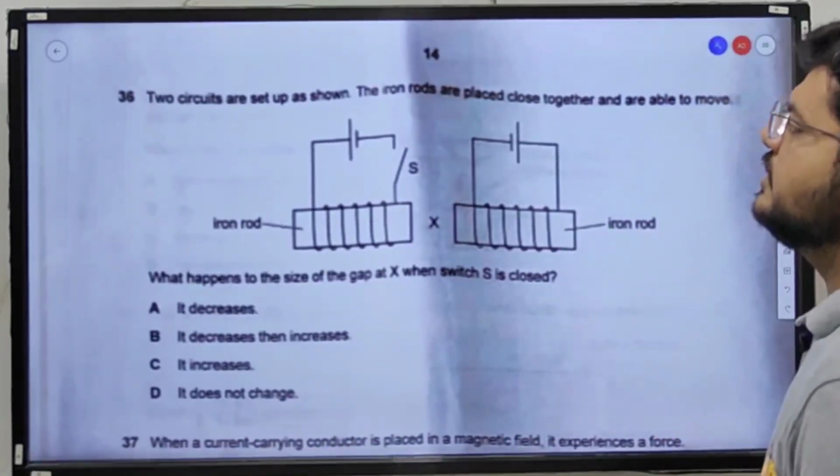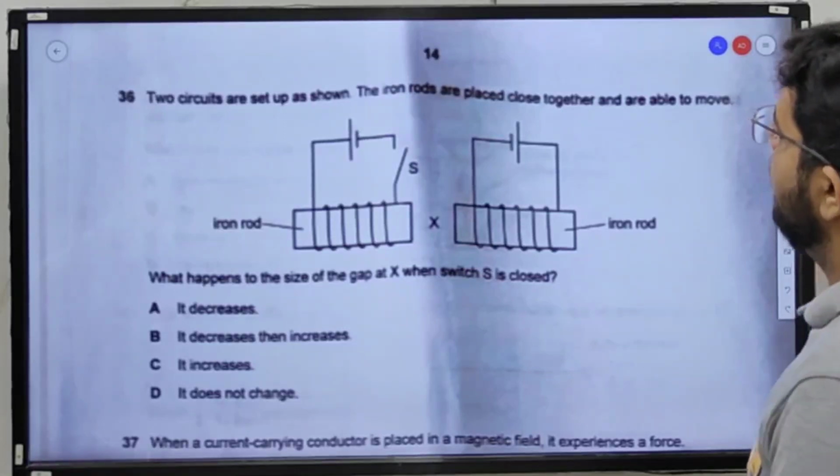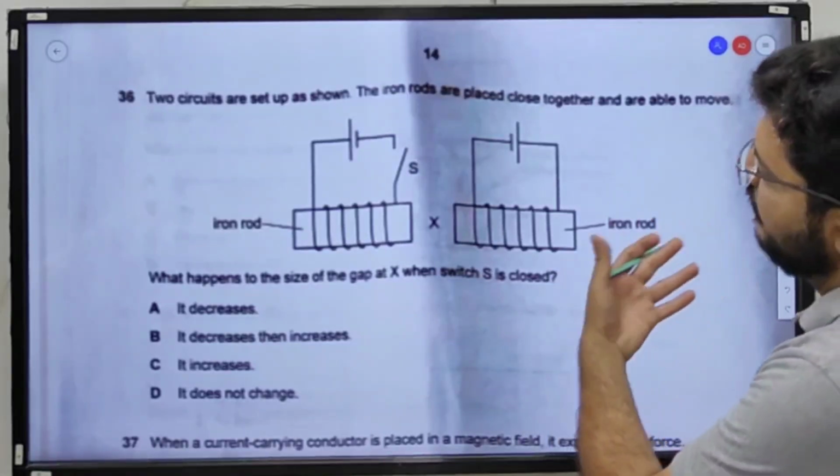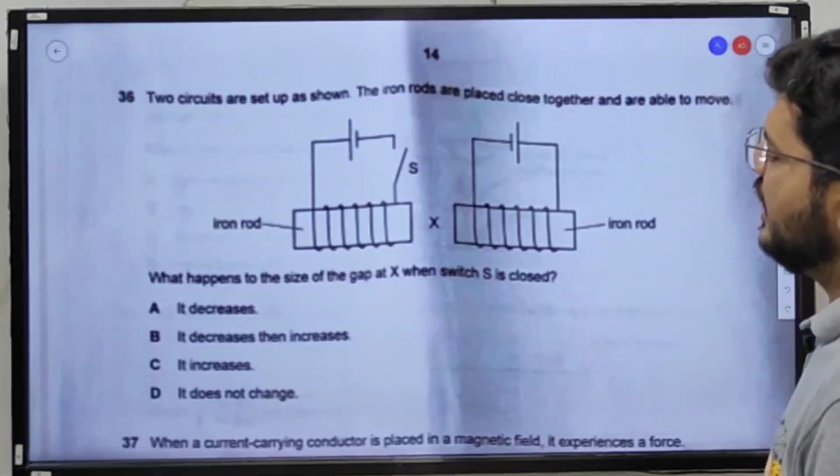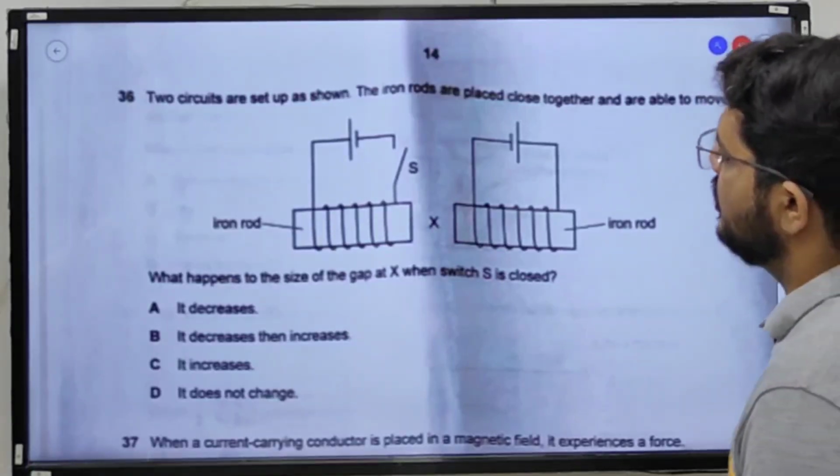Two circuits are set up as shown. The iron rods are placed close together and are able to move. What happens to the size of the gap when the switch S is closed?